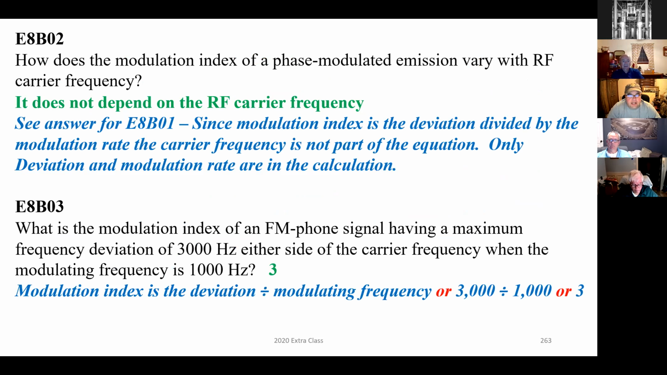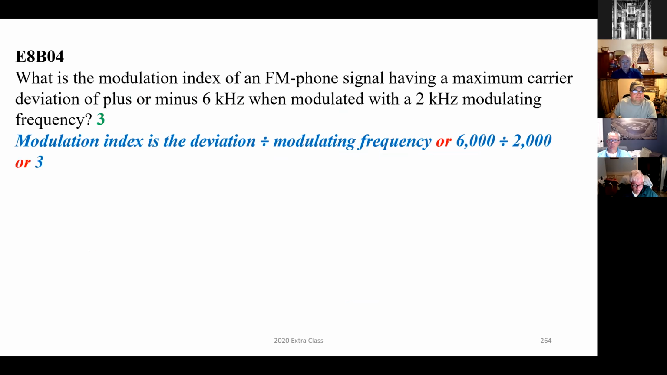What is the modulation index of an FM phone signal having a maximum frequency deviation of 3000 Hertz either side of the carrier frequency when the modulating frequency is 1000 Hertz? Answer is 3. What is the modulation index of an FM phone signal having a maximum carrier deviation of plus or minus 6 kilohertz when modulated with a 2 kilohertz modulating frequency? 3.